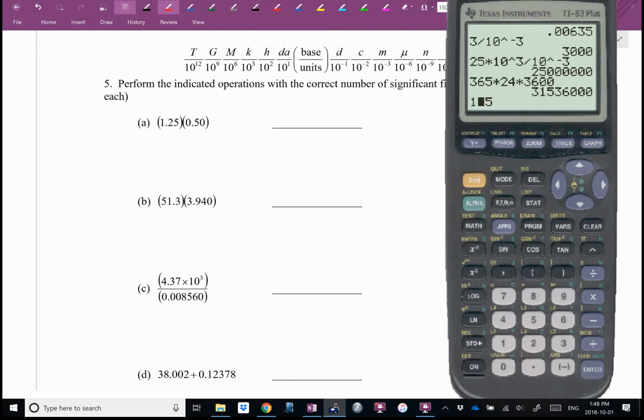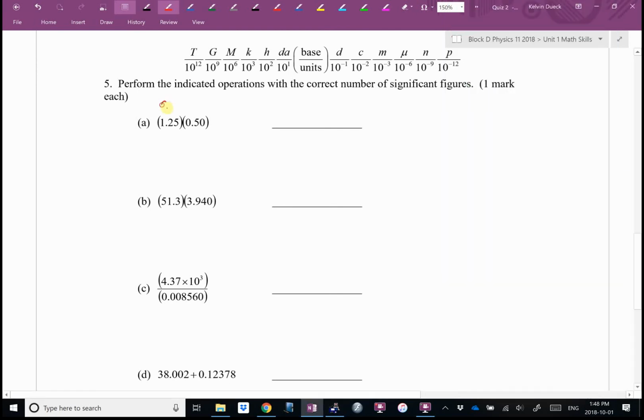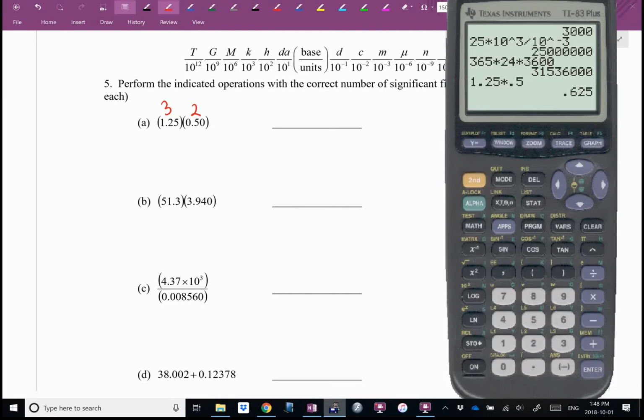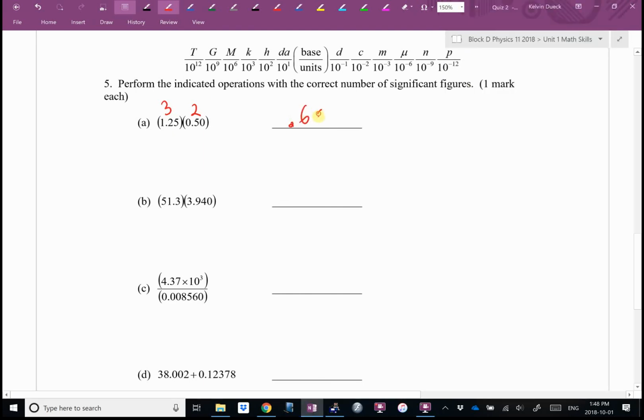1.25 times 0.50. I typed the 0. Will the 0 make a difference in my calculation? So I'm probably in the next couple of weeks going to stop putting those zeros in because I'm lazy. I get 3 sig figs, 2 sig figs. I'm going to go to 2 sig figs, 0.63. All or nothing.